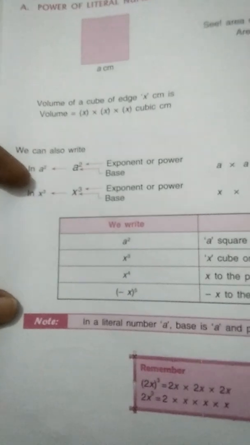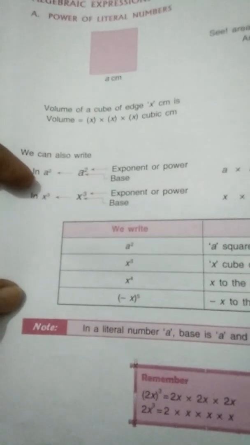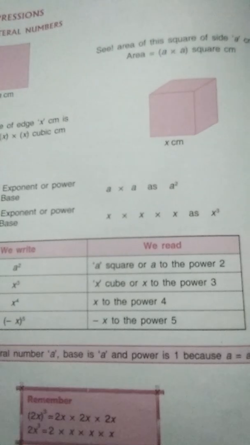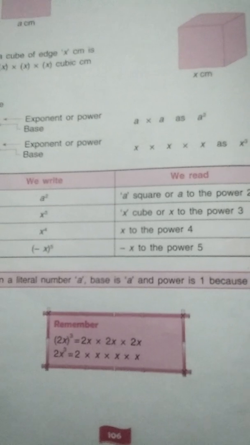So now we write a square, x cube, x to the power 4, minus x to the power 5, and we read as a square or a to the power 2, x cube or x to the power 3, x to the power 4, and minus x to the power 5. Note, in a literal number a, base is a and power is 1, because a is equal to a to the power 1. We need not write power 1.